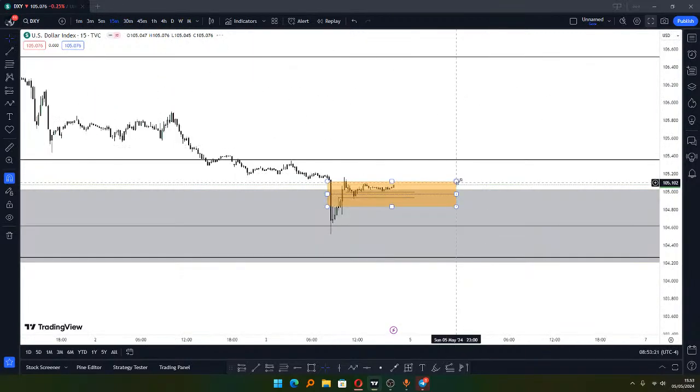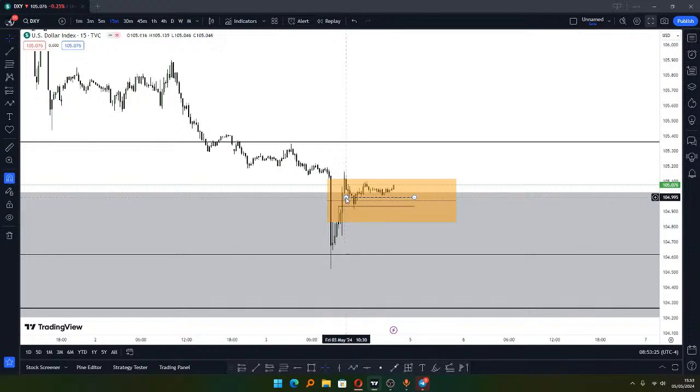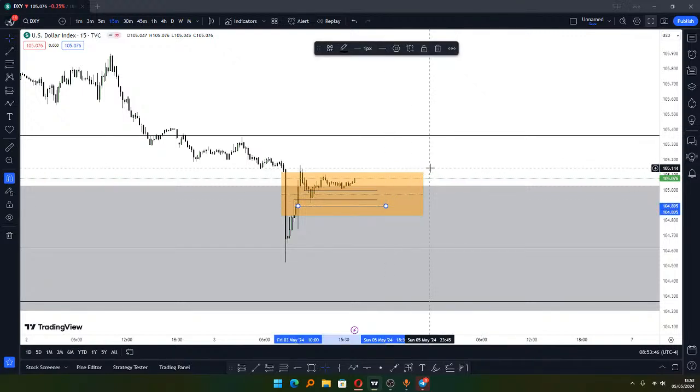On a 15 minute, it is pretty clean. Now this is the rejection block. You see this wick, this 15-minute candle, we have this wick. So this is as far as I would like to see price go down.